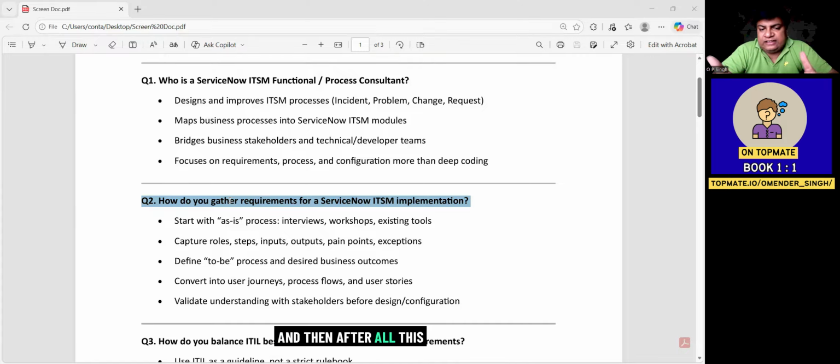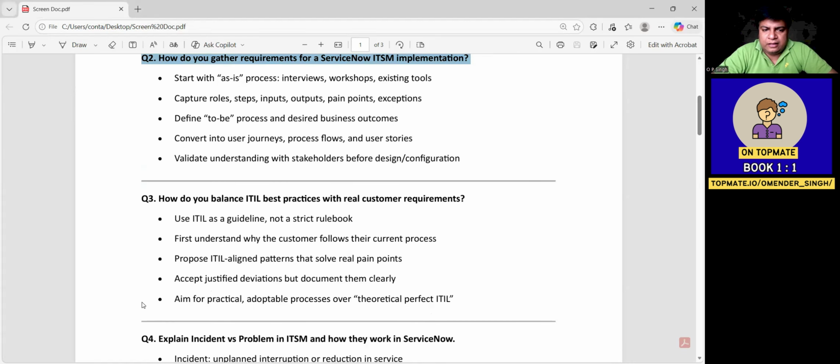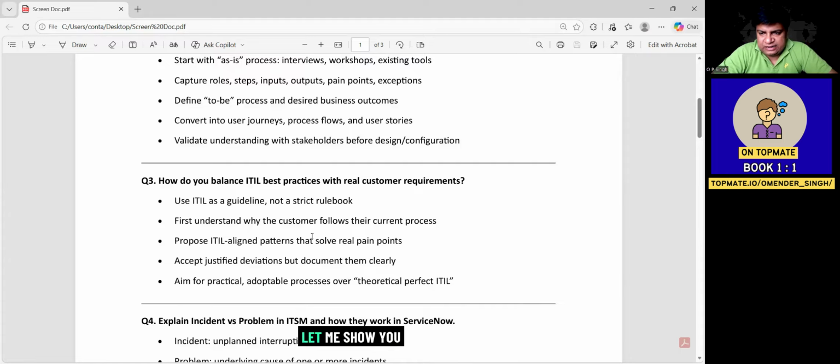And then after all this analysis, you define the future or to-be process and convert these things into stories, basically the user stories. Before you start designing, you always try to review everything with the business team, confirm it, and then go for it. So this is the complete way to gather requirements for any ITSM implementation. This is all about question number 2. Let's move to question number 3. But before we go to question number 3, let me show you something.